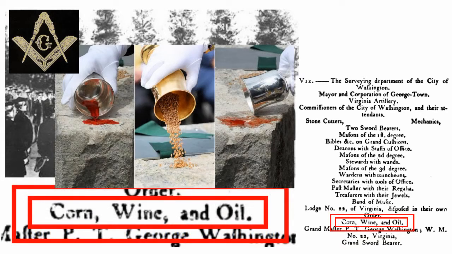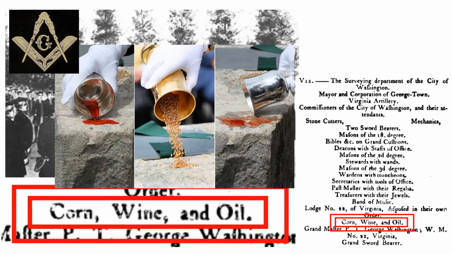Now, to begin with, they mentioned corn, wine, and oil. Well, when you lay a cornerstone, now this was the time capsule for the Massachusetts state capitol, and they rededicated the time capsule. Oil, grain, and wine.